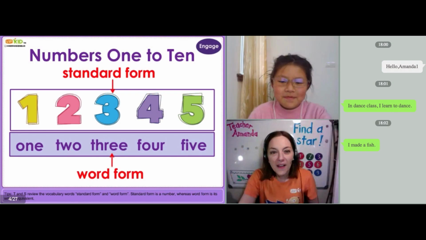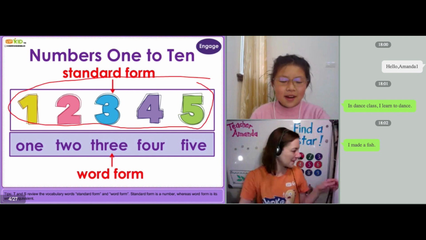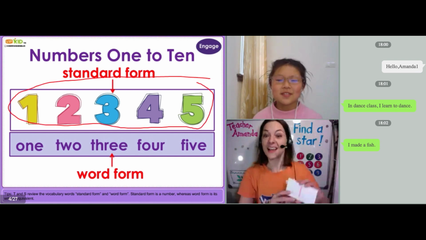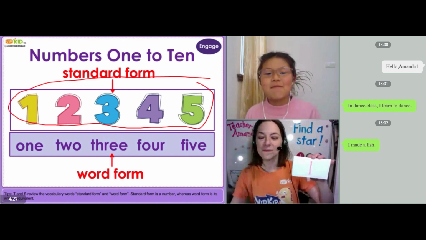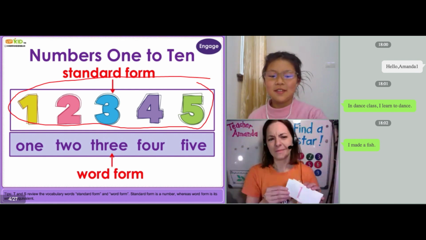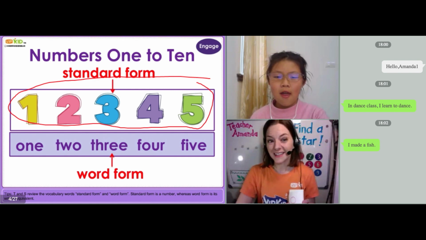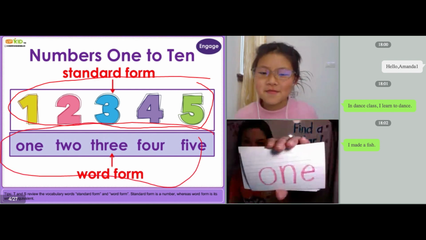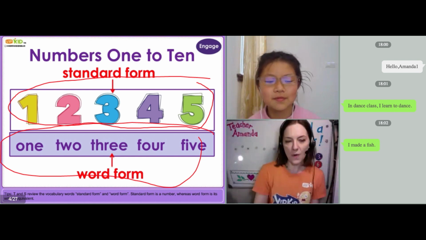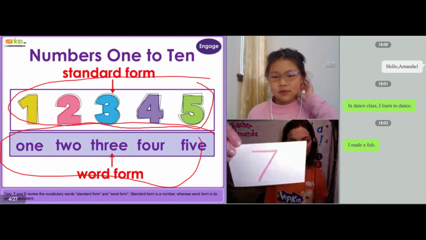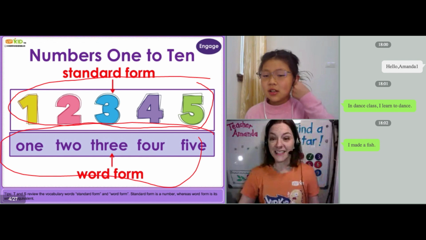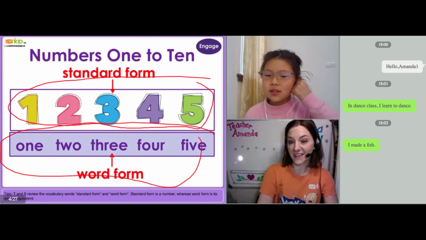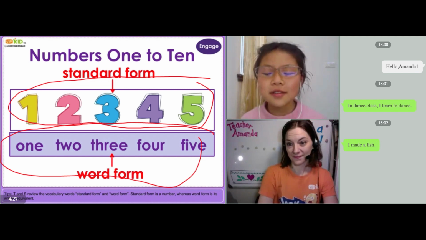All right. What do we call these numbers? The standard deviation. Yes, these are standard deviation. Very good. What are these? These are word forms. Good. So what is this? This is standard form. Good. We will say this is the standard form of 7. This is a standard form. 7. Good.